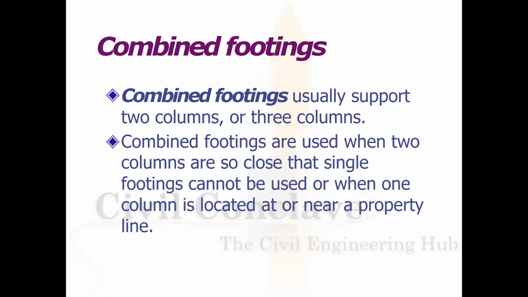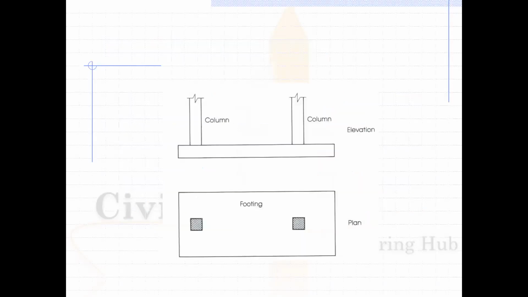Combined footing. Combined footing generally supports two or three columns. Combined footings are used when two columns are so close that a single footing cannot be used, or when one column is located near the property line. That is the time combined footings are used. Here you can see the combined footing in the plan and in the elevation.